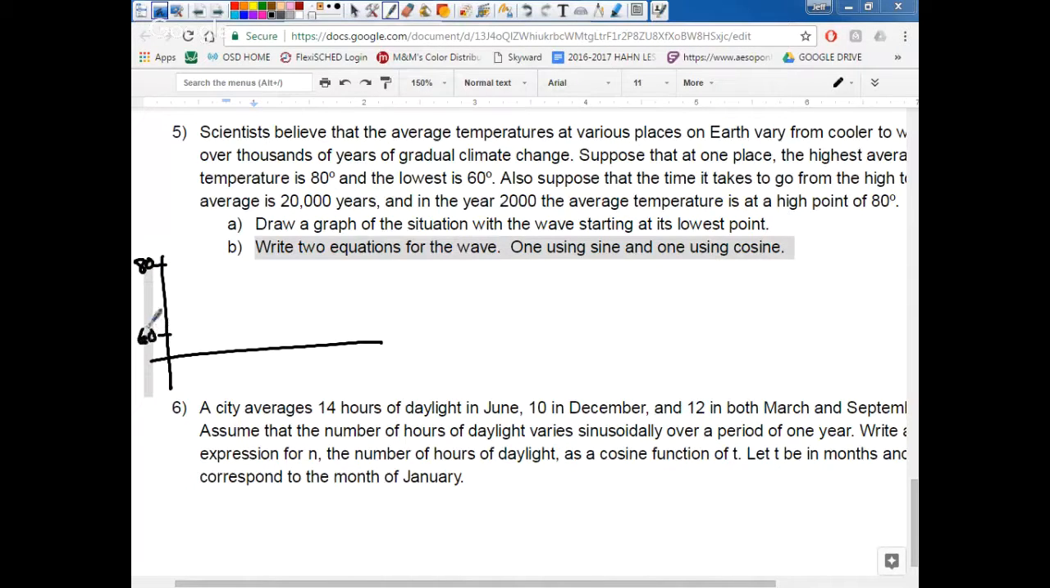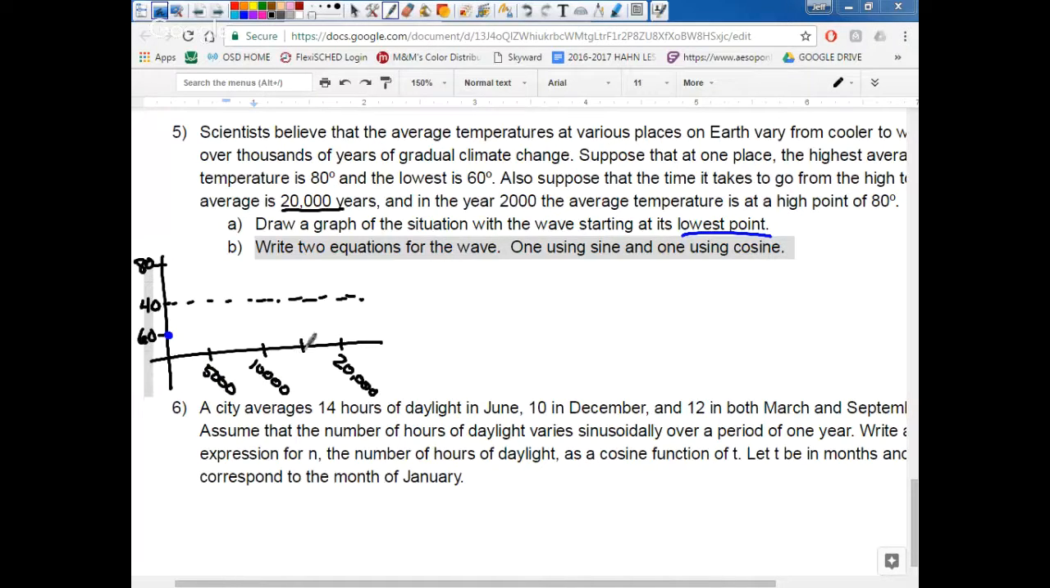The midline there is going to be, add those up, divide by 2, so the midline is going to be 40 across, because that makes it easier for me. And then it says to draw it starting at its lowest point, so at time 0 we're here. We have another low point at 20,000 years. We're going to come over here and say this is 20,000. In fact, I'm going to go further out because I really only need 1 cycle of the wave to be able to write the equation. So 20,000 there, so this is 10,000 in the middle.